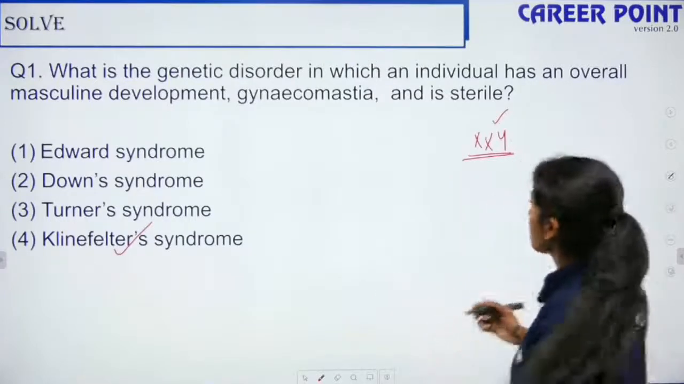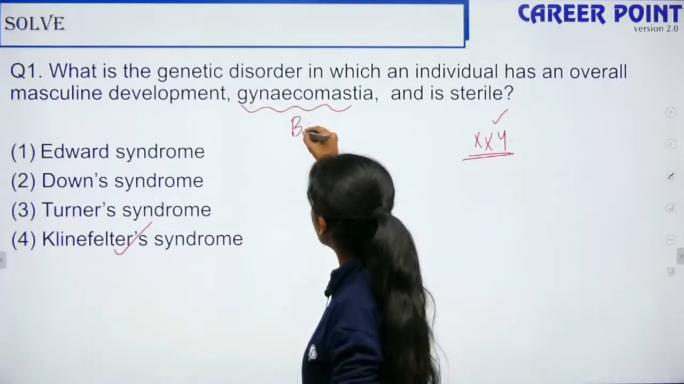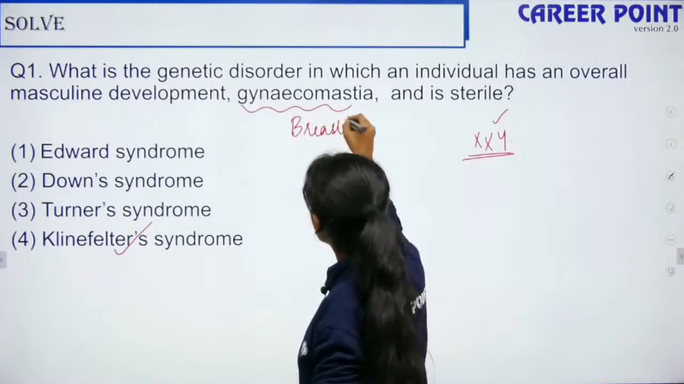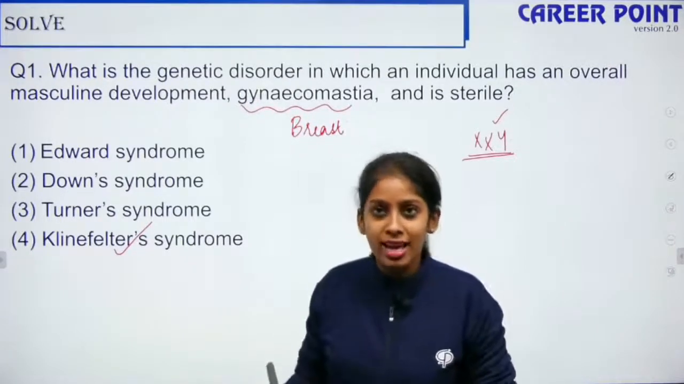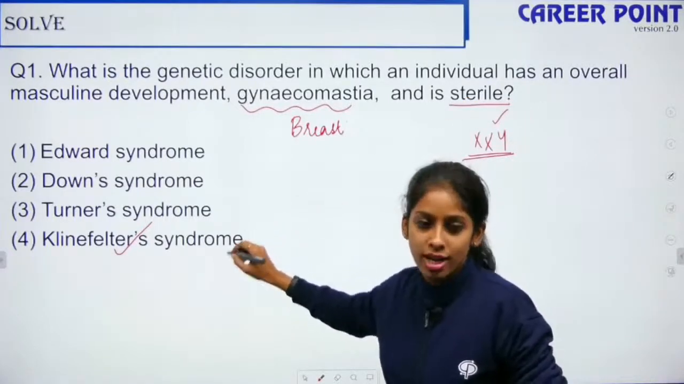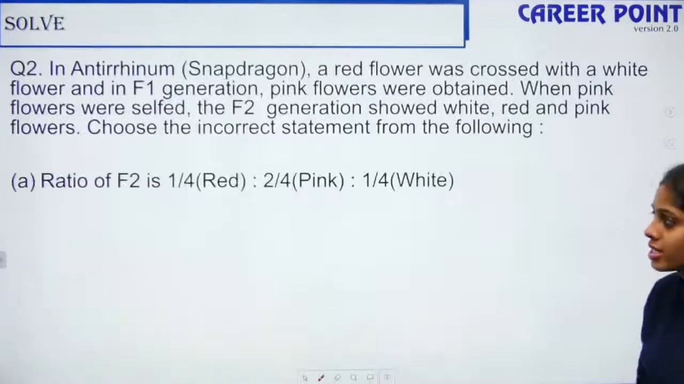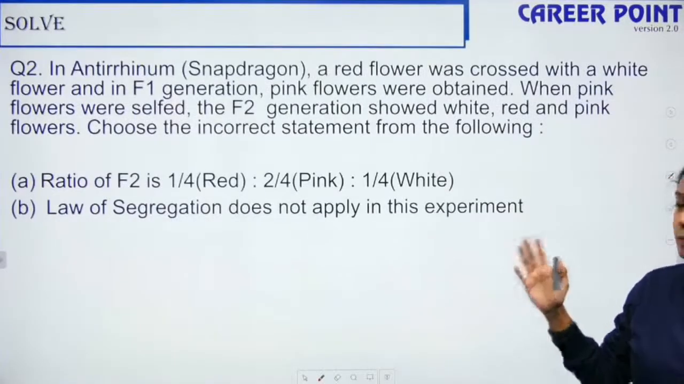Okay, yes. So gynecomastia is the development of breast in male. Klinefelter syndrome affects males and they are sterile. So basically this talks about your transgenders. So yes, this is option 4, that is the right answer. So question number 2, yes, my cup of cake.